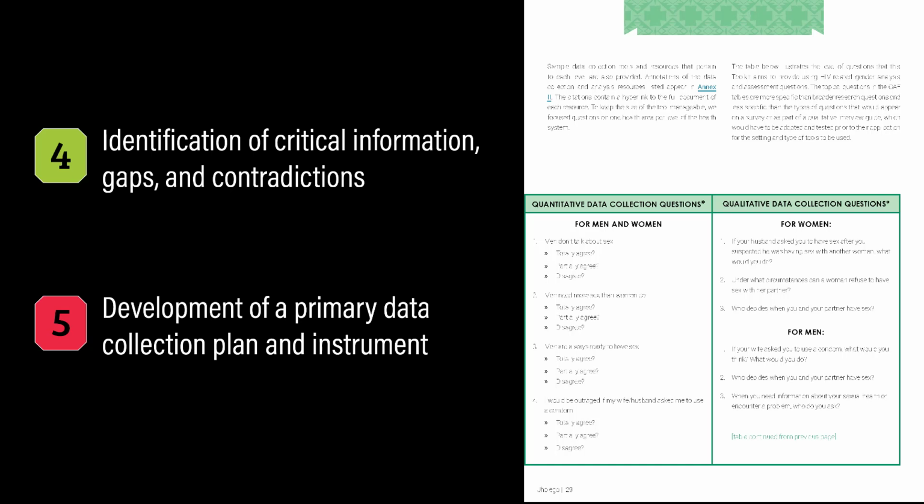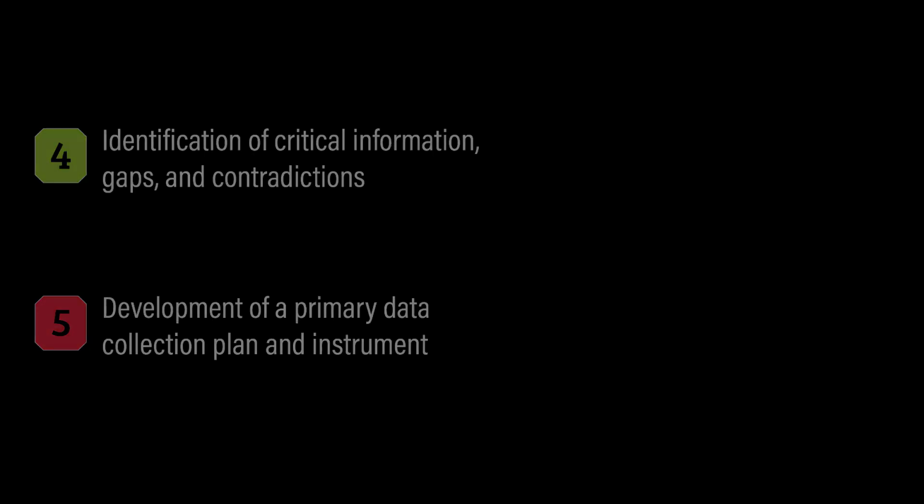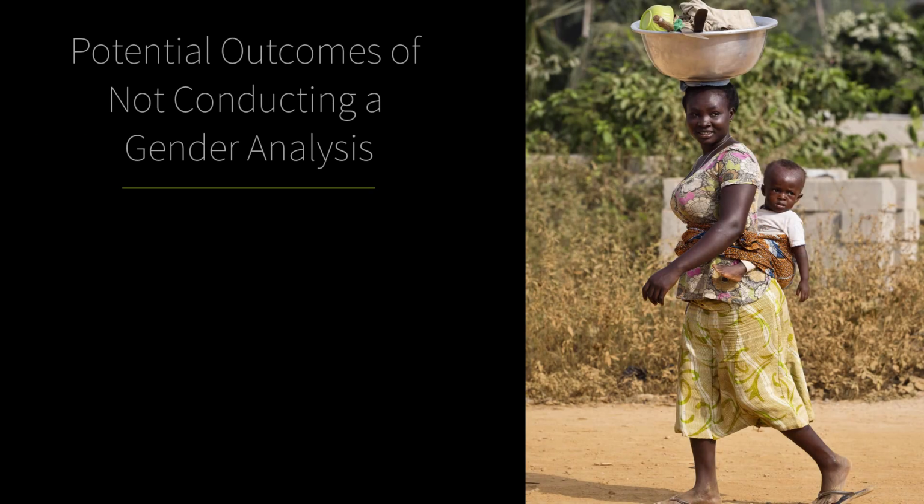The toolkit uses the gender analysis framework to organize questions for collecting information about gender relations and roles in the context of health programming. The questions that appear in the tables show the types of information collected as part of a gender analysis. These are not meant to be comprehensive. What can happen if a gender analysis is not completed? Here are some examples by domain.